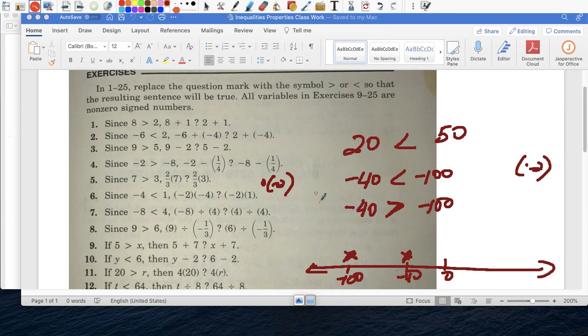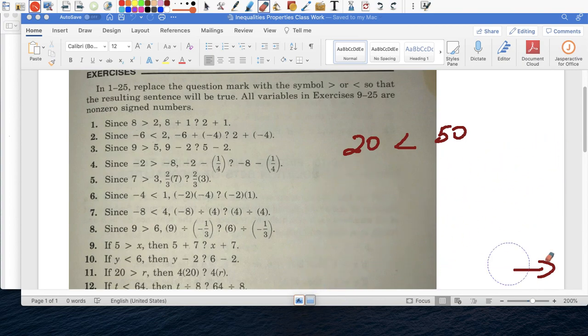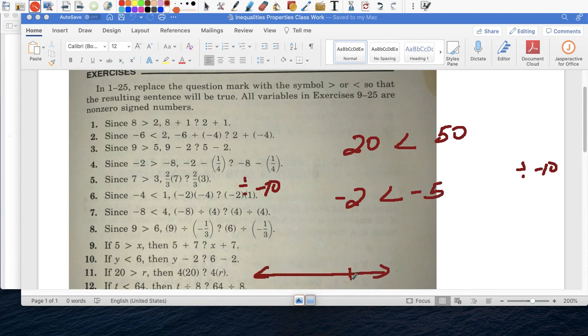Okay. So when you multiply, or even when you divide, I'll do one more. Let's divide both sides by negative 10. 20 divided by negative 10 gives me negative 2. 50 divided by negative 10 gives me negative 5. Again, let me put these two numbers on a number line. Here's 0, here's negative 2, and here's negative 5. Who's further to the right? Negative 2 is further to the right, which means negative 2 has the greater value. So this is not a true statement.